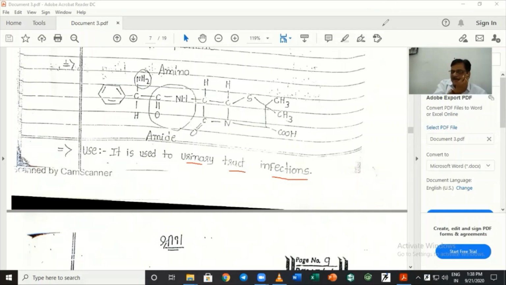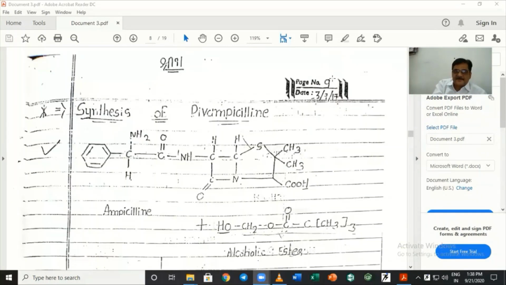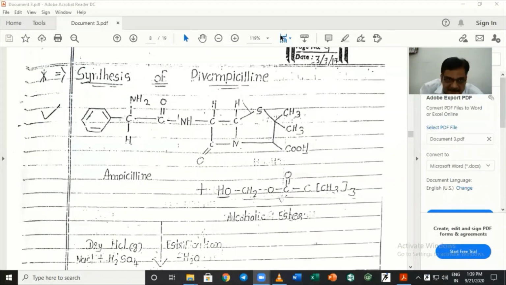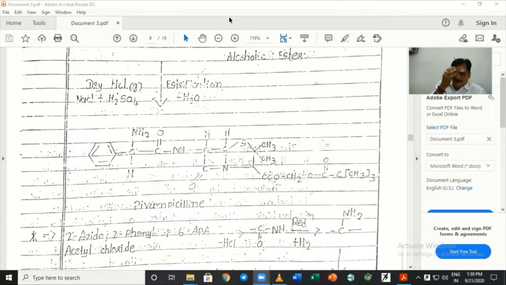Now further we go for pivampicillin. This is the third synthesis. This is the final structure of pivampicillin. First we take ampicillin as the starting material, and we take an alcoholic ester with a tertiary butyl group. The acid group of ampicillin reacts with this OH group in an esterification with loss of H2O. An ester is formed. So in the first step we see esterification between the acid group of ampicillin and the alcohol ester. The most important ester group is formed here.